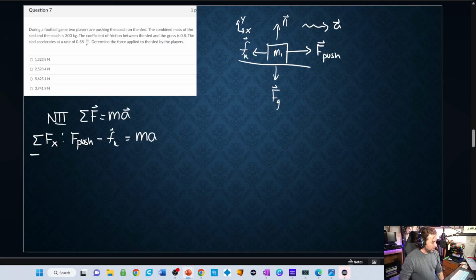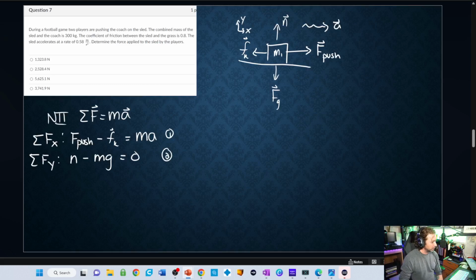And let's add up the forces in the y direction. So we get the normal force minus the force of gravity, it's pointing down, and that's going to be equal to 0. It is not accelerating up or down. It's only accelerating to the right. So I'll call that equation 1 and equation 2, just in case.